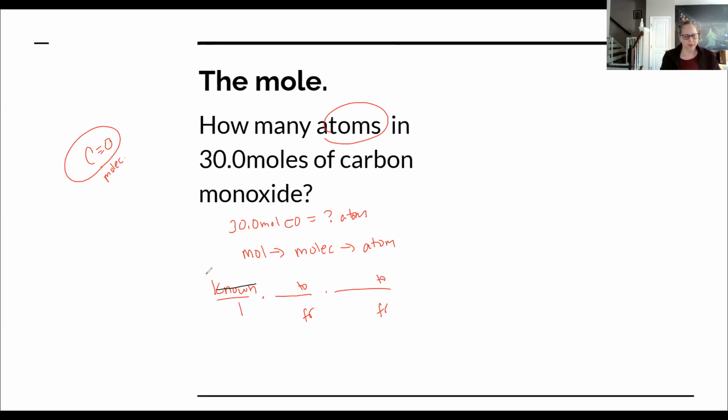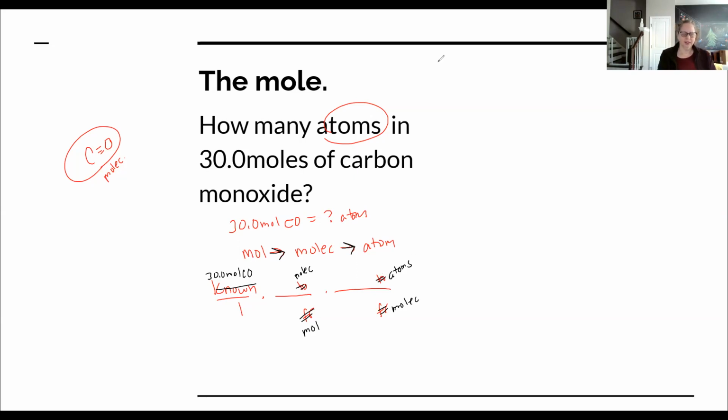Our known is going to be what? 30.0 moles of carbon monoxide. And we're going to now have to get rid of that. So our first unit conversion is going from moles to molecules. And our second unit conversion is going from molecules to atoms. It has to be in this arrangement.